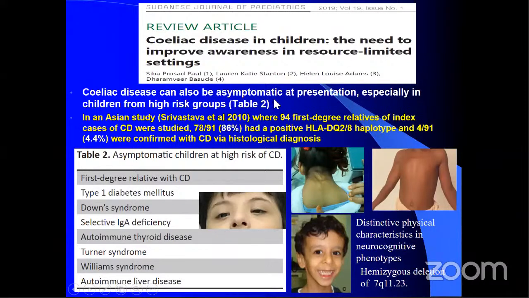Celiac disease can also be symptomatic at presentation, especially in children from high-risk groups. And 3 of the high-risk groups are neurocognitive phenotypes, which can be detected by the general pediatrician. One of them is Down syndrome, known to everybody. The other is Turner syndrome. You can see the webbing of the neck, the low hairline, the wide-spaced nipples, the pectus excavatum, and the wide carrying angle. And Williams syndrome, this is also a patient which you saw: prominent forehead, maxillary hypoplasia, long philtrum, pointed chin, large ears, and a pleasant complexion. They are pleasant people.